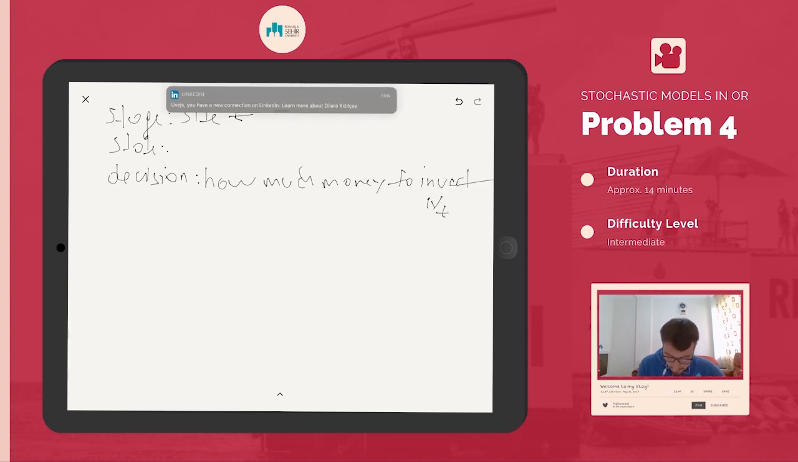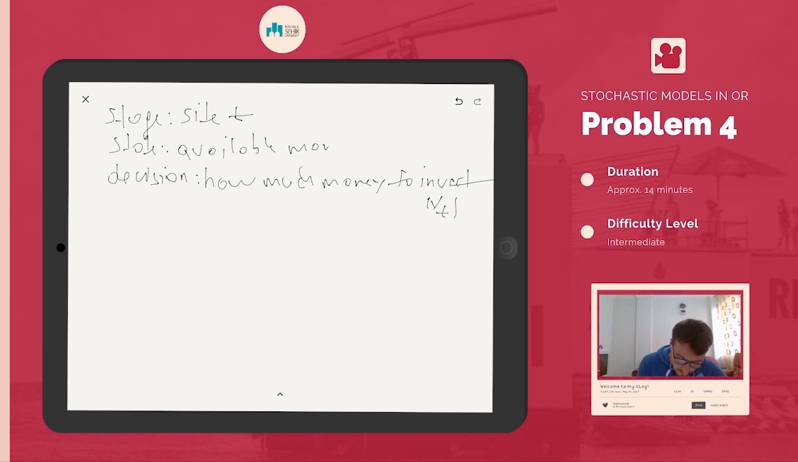Call it XT. And last but not least, we need to determine our state. As we said earlier, the state is the information you need to know in order to make a decision. What do I need to know in these cases? In order for me to invest a particular amount of money, I need to know how much money I already have in my pocket. Again, always remember that state is the information you need to know to make a decision. So it is the amount of available money. We call it I.